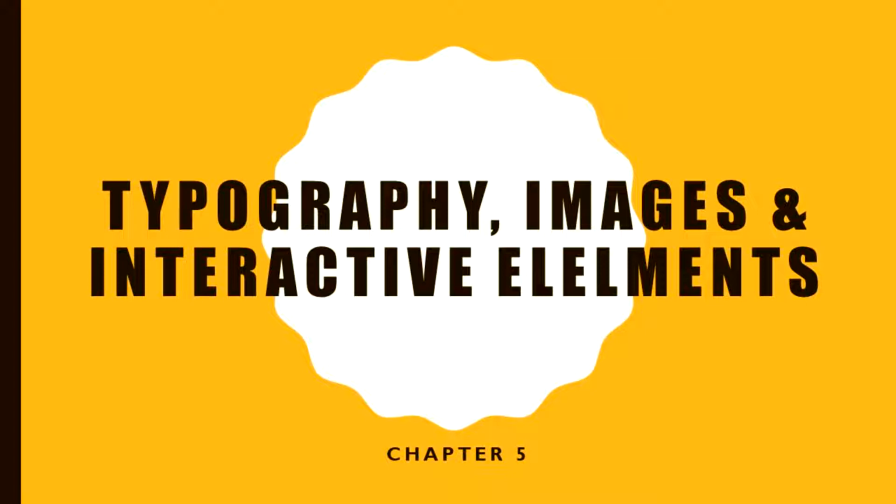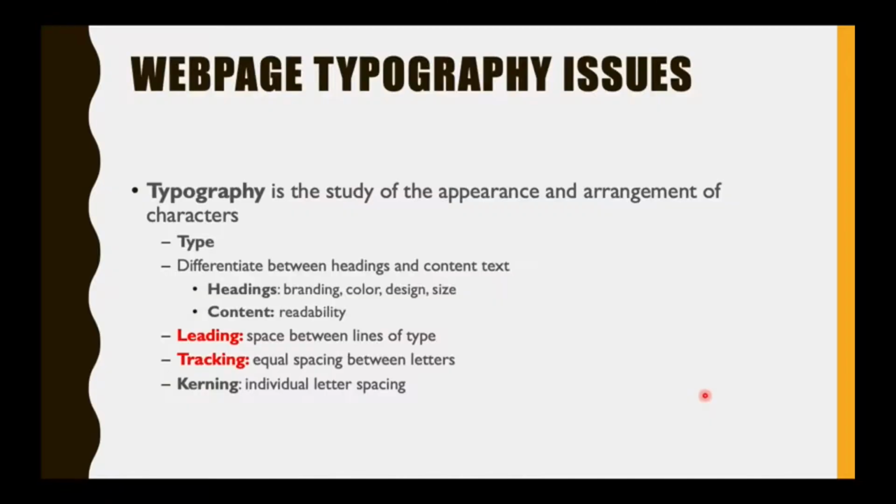And today we're going to be talking about typography, images, and interactive elements. So typography is the study of the appearance and arrangement of characters, or typographic characters. Leading is the space between lines of type, tracking is equal spacing between letters, and then kerning is individual letters. We want to differentiate between headings and content text or body text.